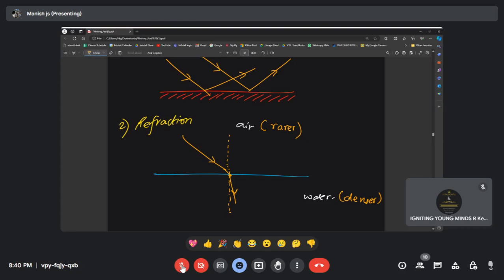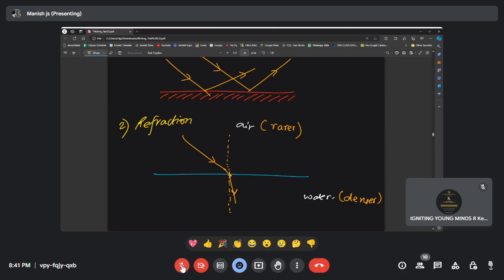Okay. This is basically called the concept of refraction, where a light ray tries to move from one medium to another medium by bending itself towards or away from the normal. We call that phenomenon refraction.